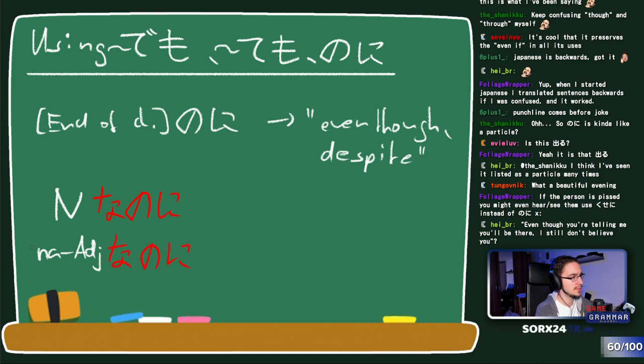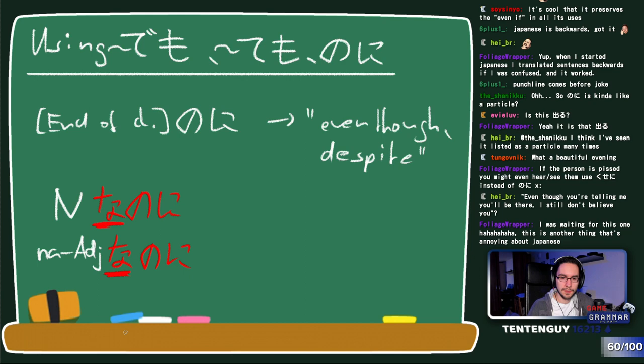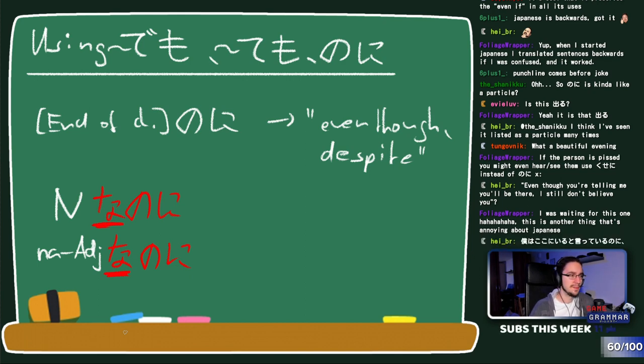For nouns and na adjectives, you have to employ our old friend na, which then just functions as a conjunctive copula again. Even though you're telling me you'll be there, I still don't believe you. Exactly, that would be like the temo, right? Kaigi ni deru to ittemo, even if you say you will appear. So anyway, for this one, it's another thing that I like about Japanese. But once again, it makes sense if you remember the end of a clause.